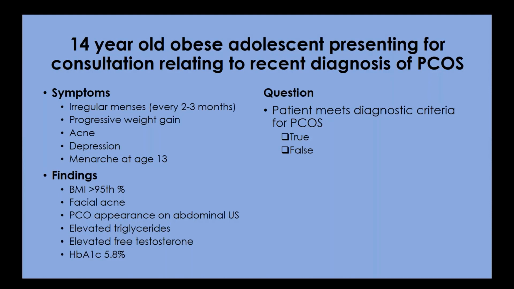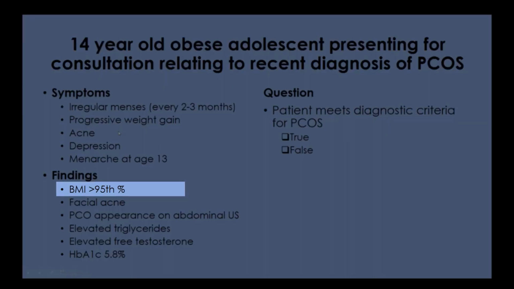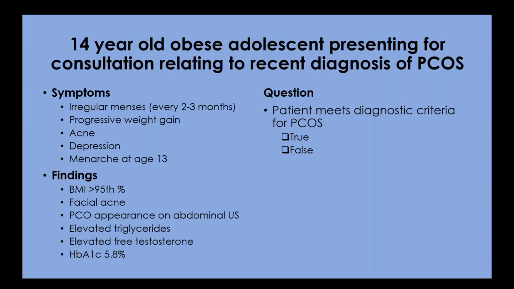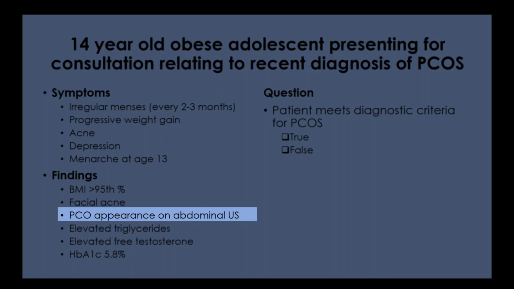Cursory initial examination identifies that this youngster is indeed obese. BMI is greater than the 95th percentile. She has evidence of facial acne, cystic acne, primarily affecting her face. She comes with some data that were provided. She had undergone evaluation by her mom's gynecologist, where they had an ultrasound scan utilizing an abdominal approach. The report stated that she indeed meets criteria for PCOS because she has polycystic appearing ovaries.